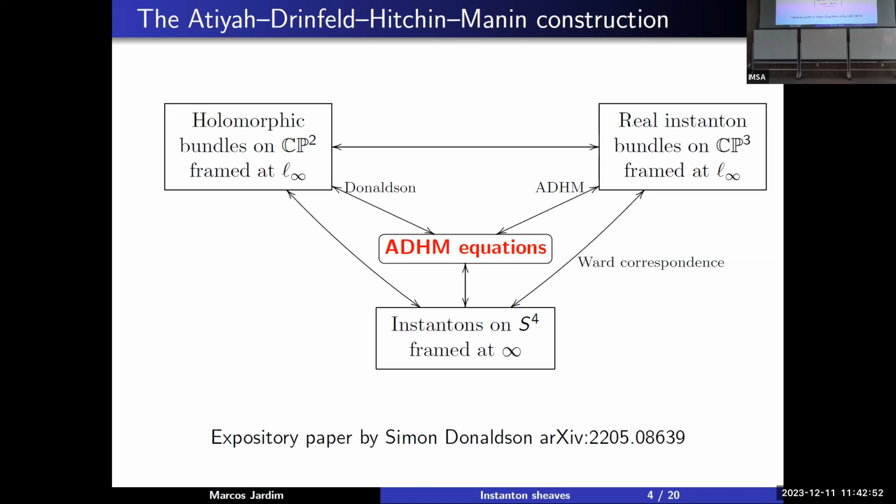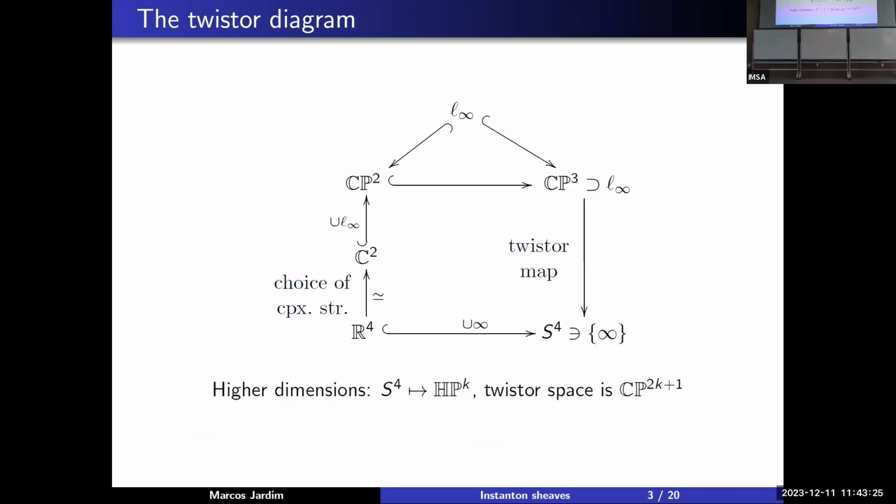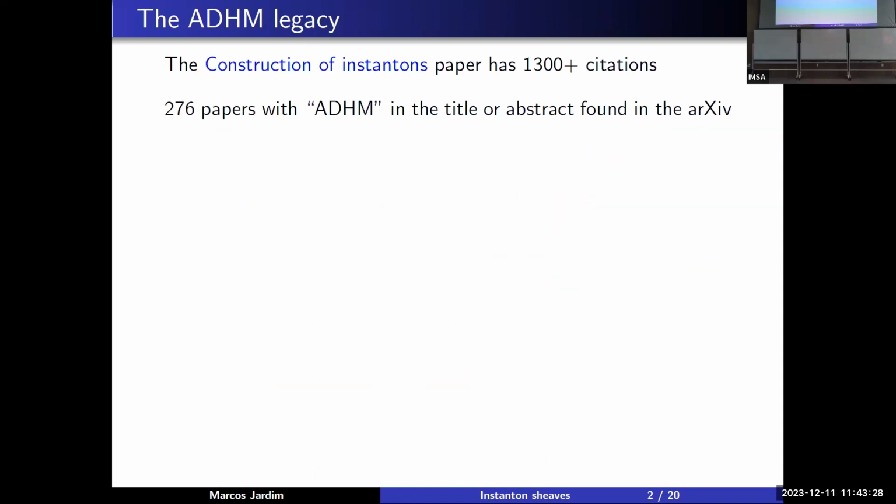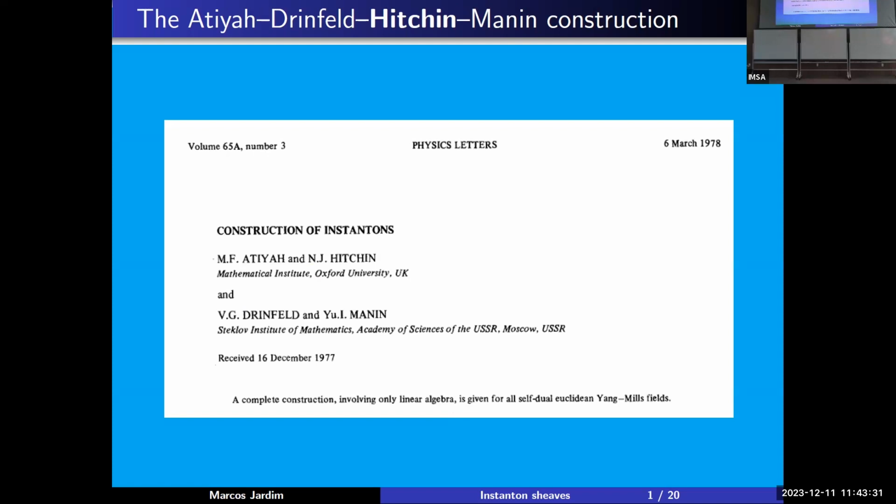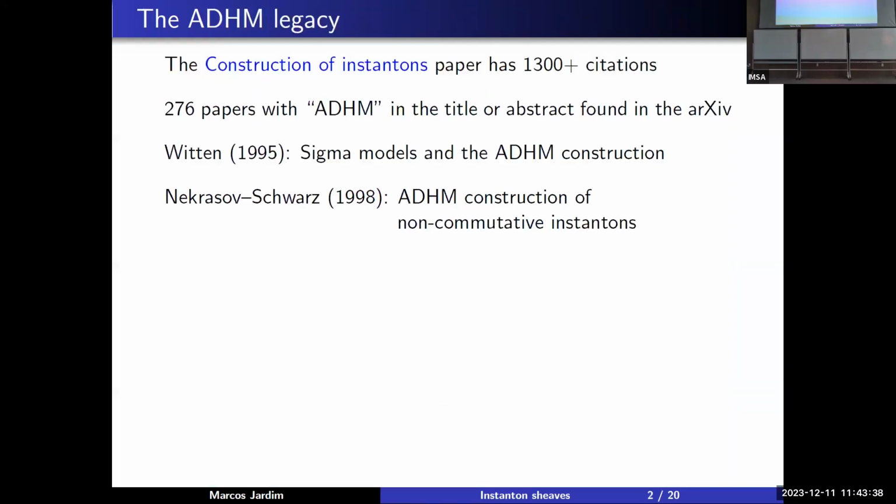these instantons on S4, framed at the line at infinity, with a class of holomorphic bundles on CP3, the twistor space of S4. Right? So from the instantons, you go to some holomorphic bundles on CP3. And they took advantage of some new constructions in algebraic geometry, relating that to what we now call the ADHM equations. It's one of the things I like about this paper, the economy of the abstract. Right? The abstract is: complete construction involving only linear algebra. So that's the linear algebra.